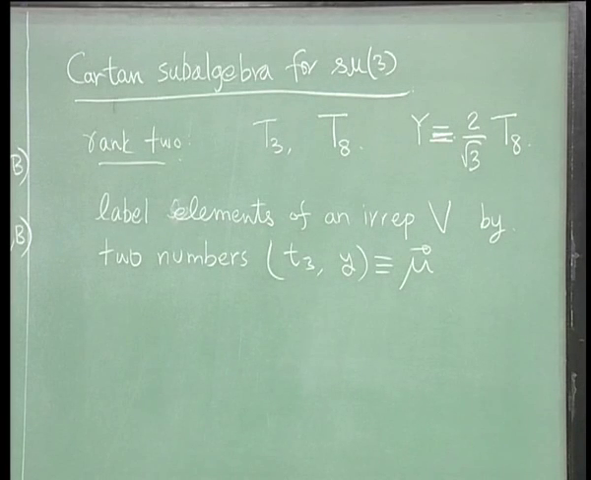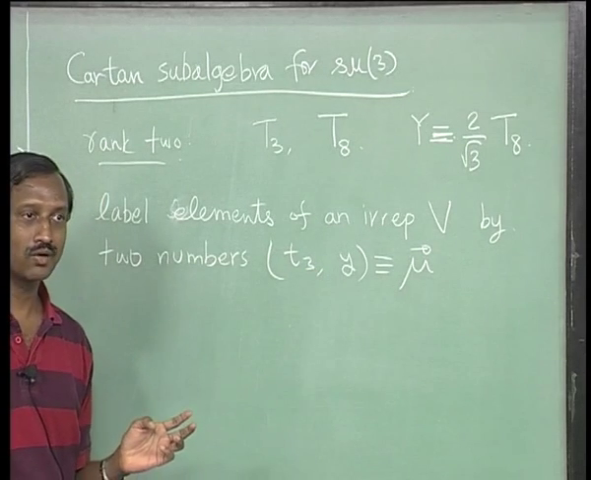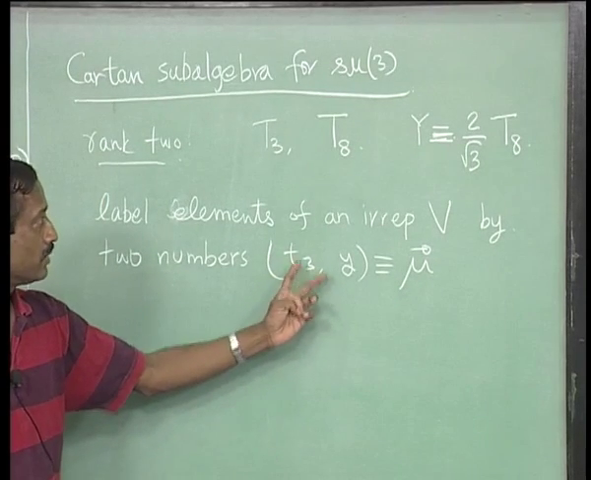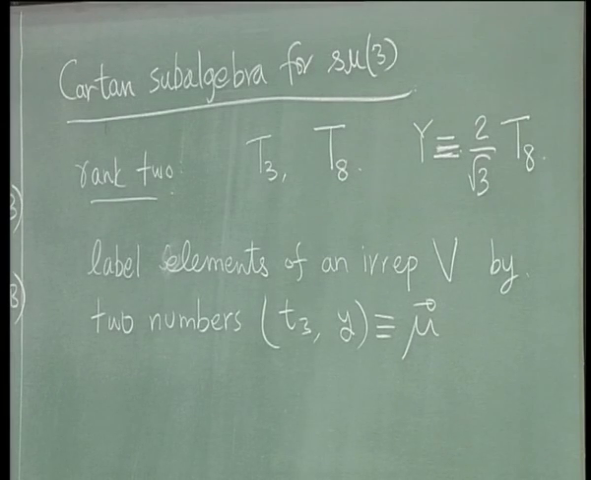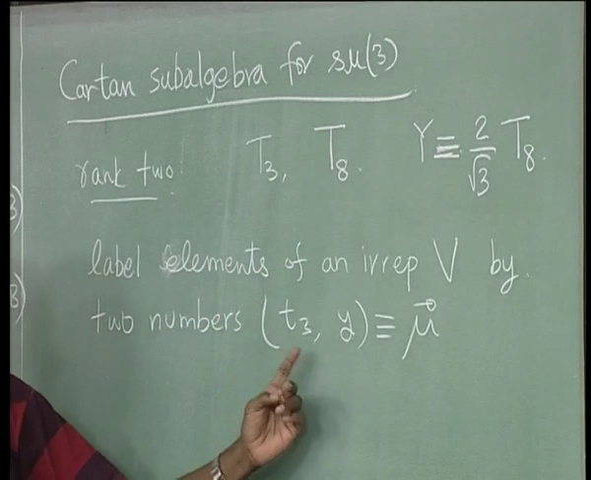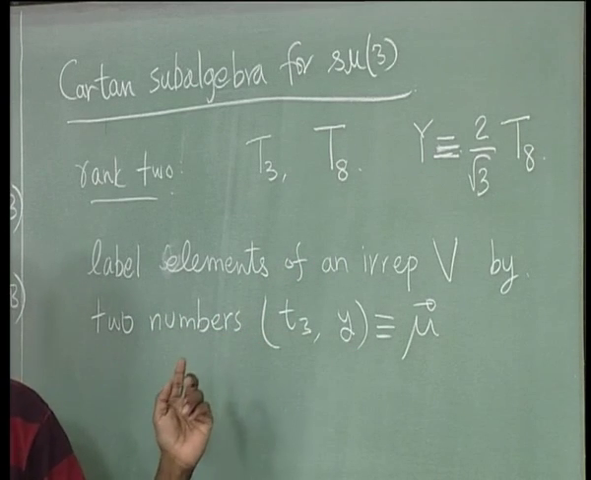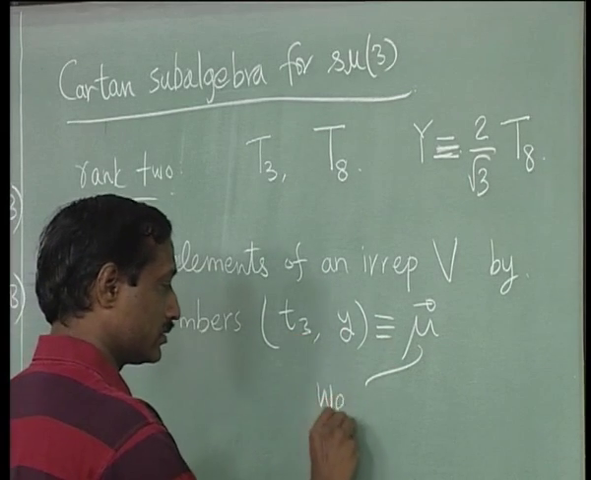Any element will be given two such numbers, because it is rank 2. Just to make a comment in the general case, if it is rank n, there will be n such elements in the Cartan subalgebra, so the vector will be n dimensional. This has a name, it is called a weight vector.